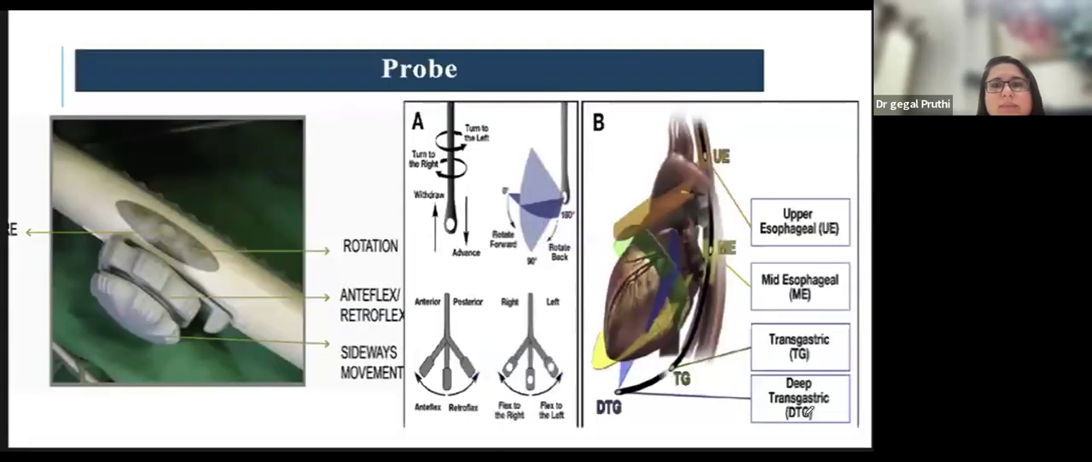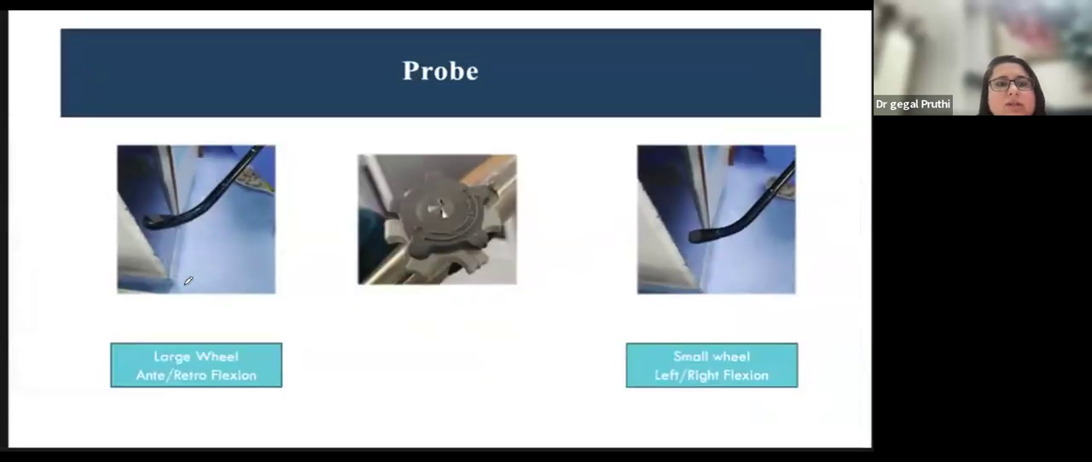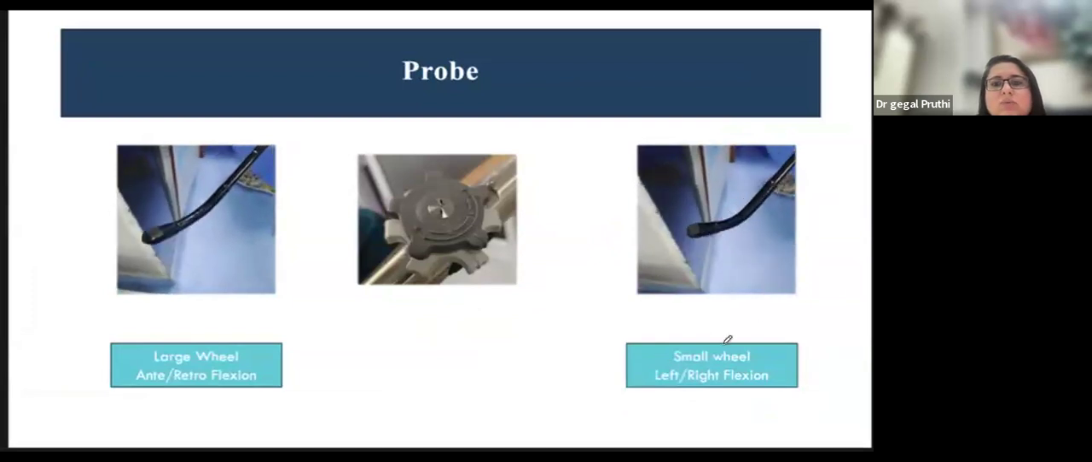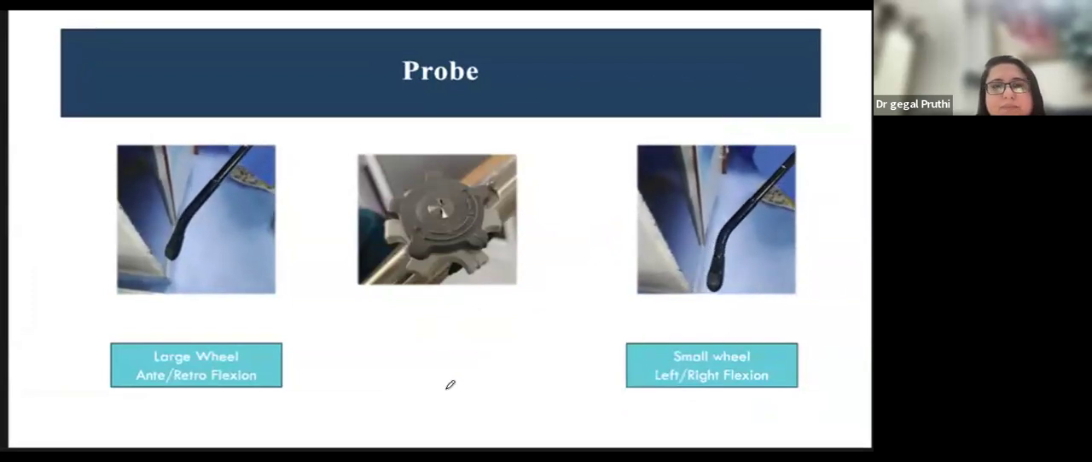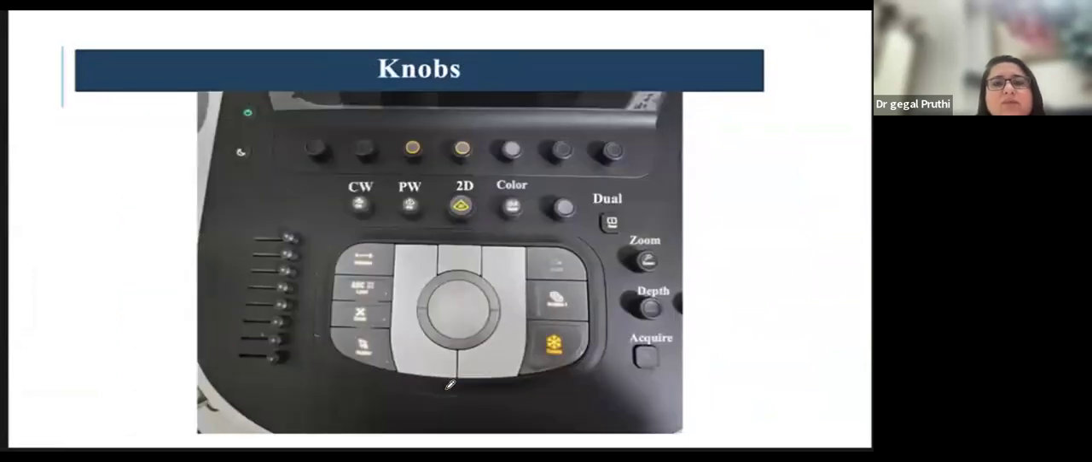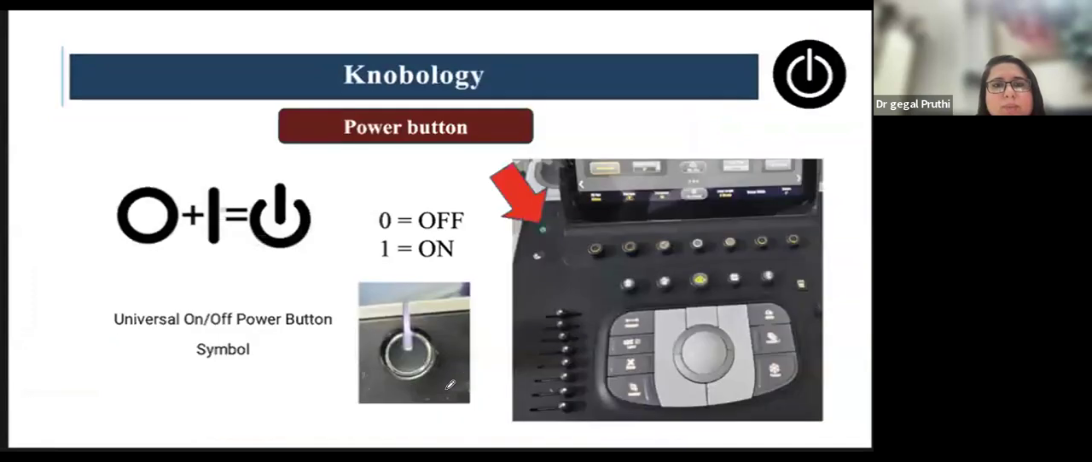Coming to the Knobology, in the TE probe, we have a bigger wheel which is used for anteflexion and retroflexion, a smaller wheel for sideways movements, and also an omniplane controller for changing the angulations. The larger wheel is used for ante and retroflexion. The smaller wheel is used for left and right flexion. Different types of TE machines are available and different knobs are present which we should know.